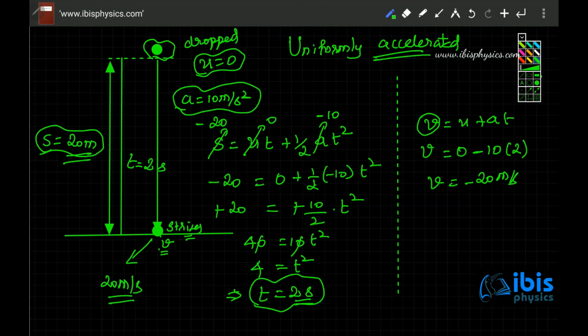It strikes the ground with a velocity of 20 meter per second downwards. That's how it should be said. So the speed is 20 meter per second, and the velocity is 20 meter per second downwards. Because velocity is a vector quantity, I am adding the direction information by saying downwards.